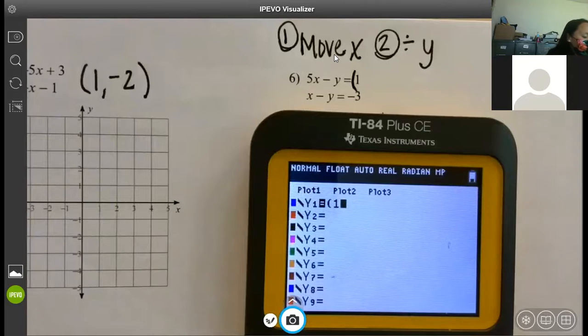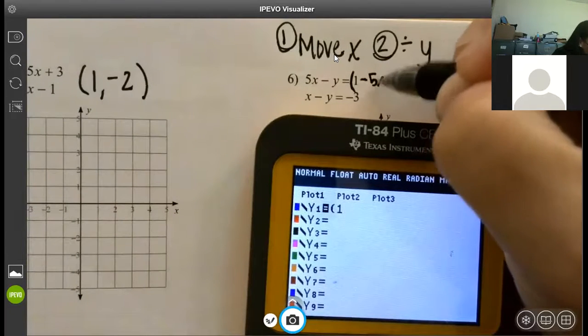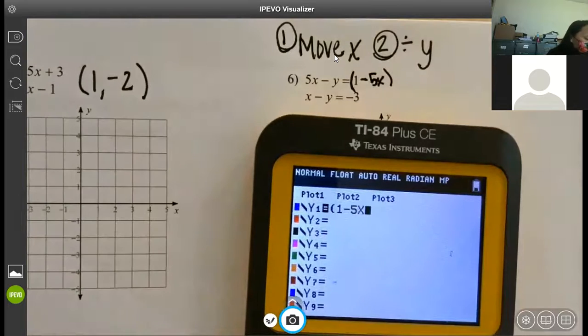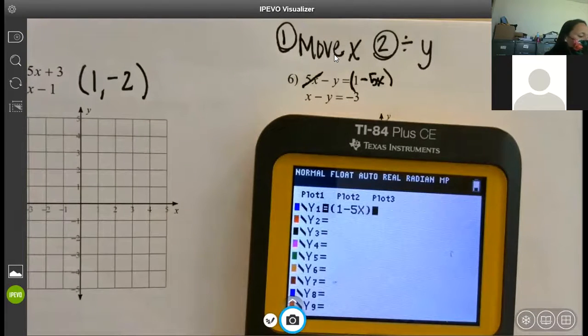How do I move x? Minus. So I'm going to minus 5x. That takes care of that. What is the number with y? Negative 1. So I'm going to divide by the number with y.